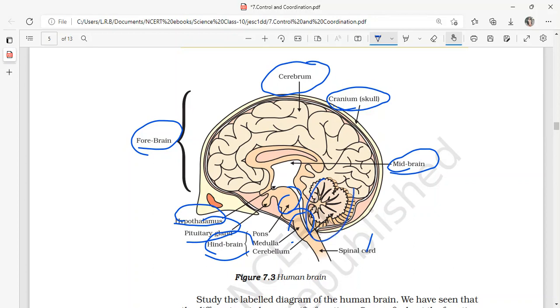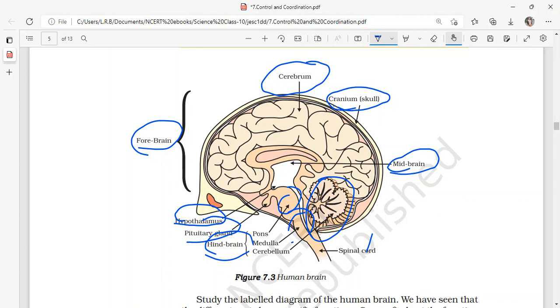So these are the three parts: medulla, cerebellum, pons. Medulla is also called medulla oblongata. Medulla oblongata along with the pons and cerebellum forms the hindbrain, which is beneath the major portion of the brain. As you can see, the major portion of the brain constitutes the forebrain, which has complex nerve connections in it.